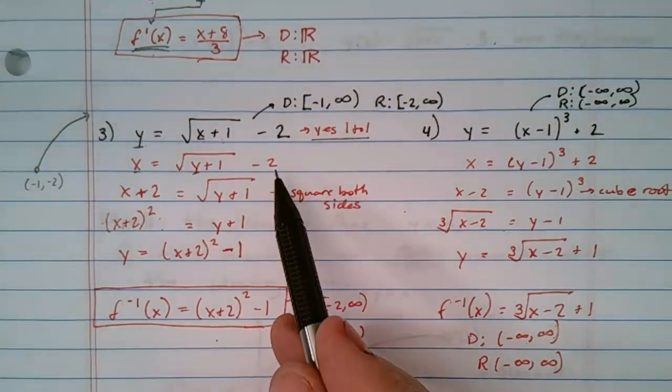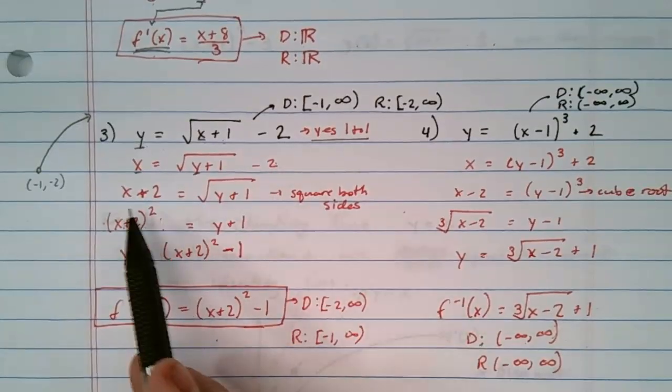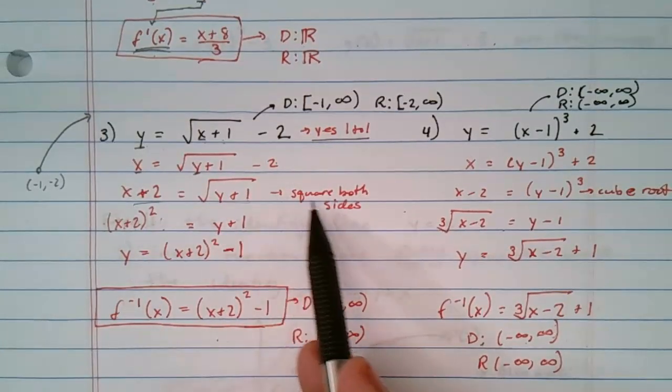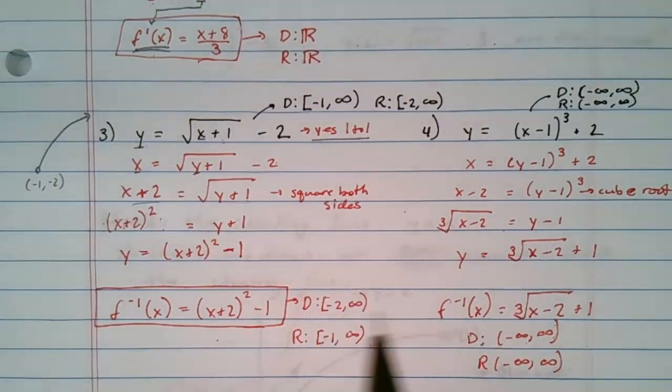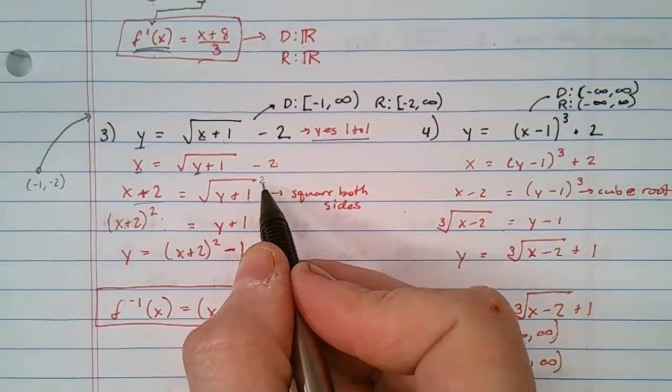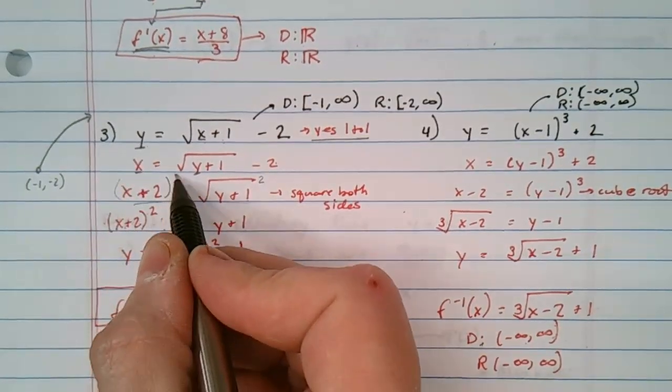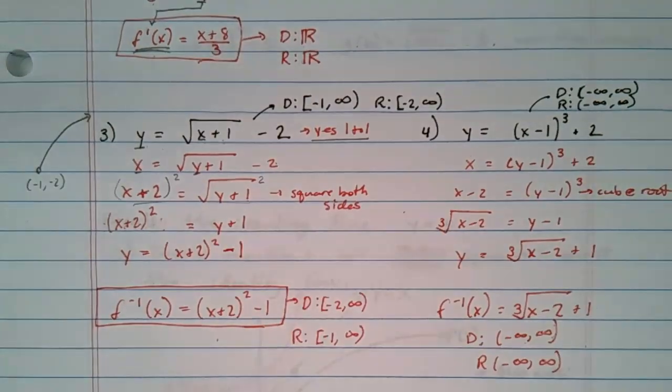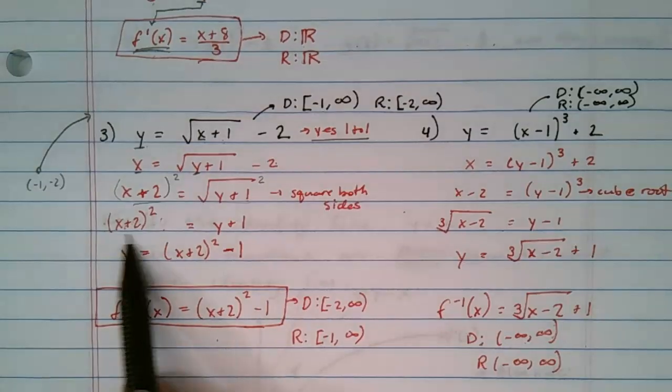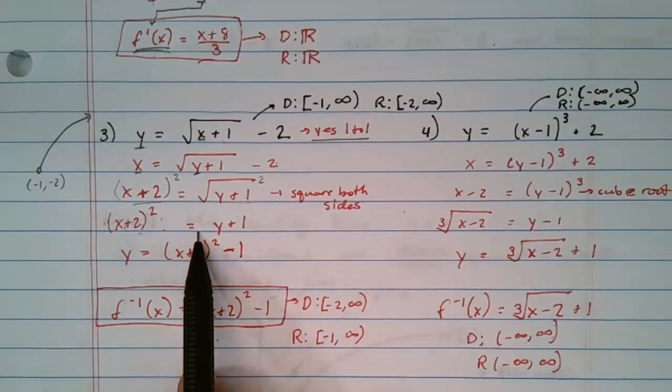Well, we're going to start by adding 2 to both sides. That'll give us this. Now we're going to square both sides. This is the important piece. I square this, and I square this. Do not square the x and the 2 separately. You must square the quantity because it is all on one side. Okay? That's going to give me x plus 2 quantity squared equals y plus 1.